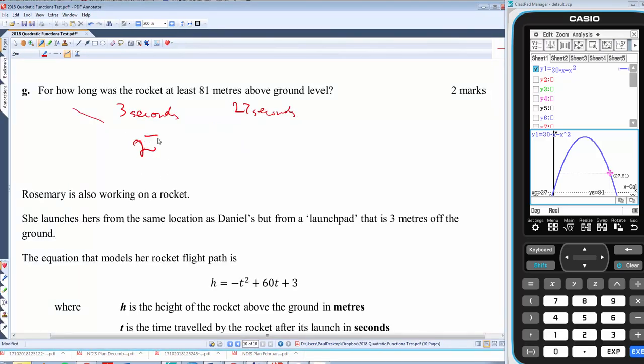So now what we're going to do is work out how long, which was 27 take away 3, 24 seconds.